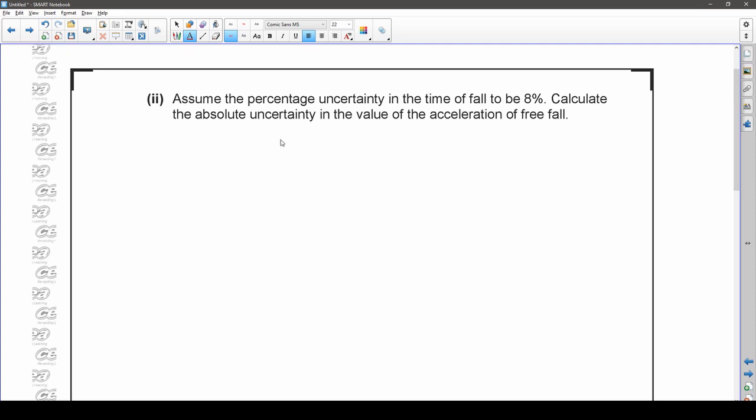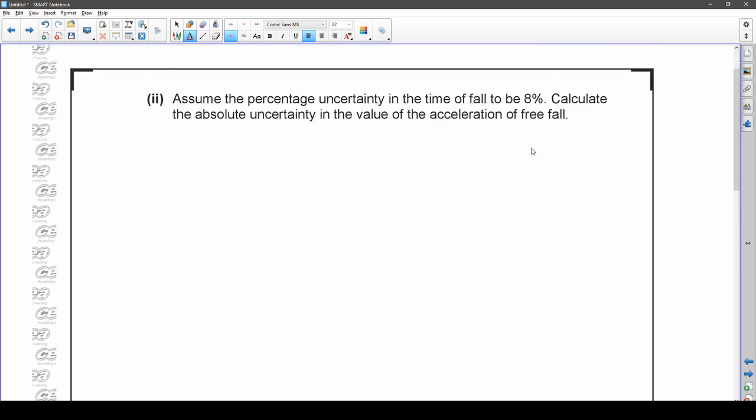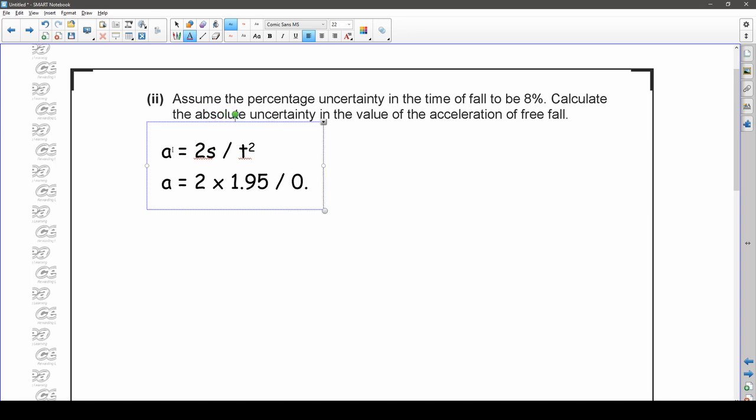Now, assume the percentage uncertainty in the time of fall to be 8%. Calculate the absolute uncertainty in the value of the acceleration of free fall. What we want to do here is find the total percentage error, and then find what that percentage is of the actual value of a. So we need to actually find a to start with. So a equals 2s over t squared, from s equals ut plus a half at squared, worked through. So a equals 2 times 1.95 divided by 0.66 squared.